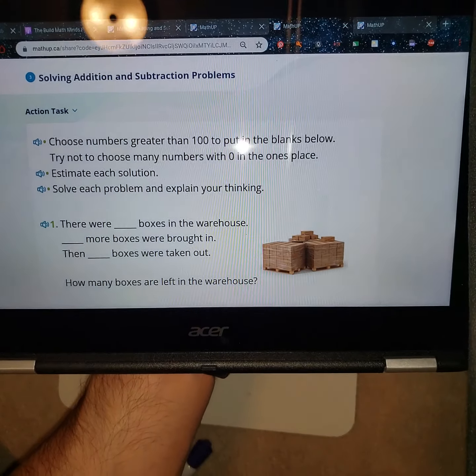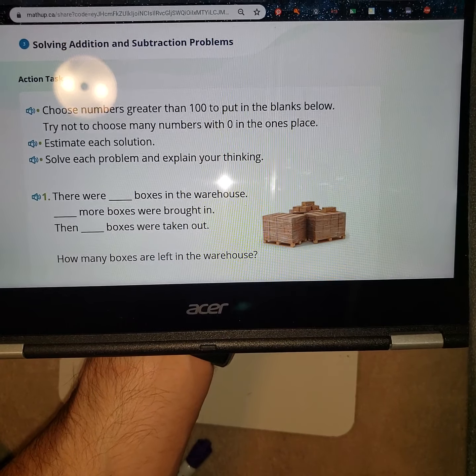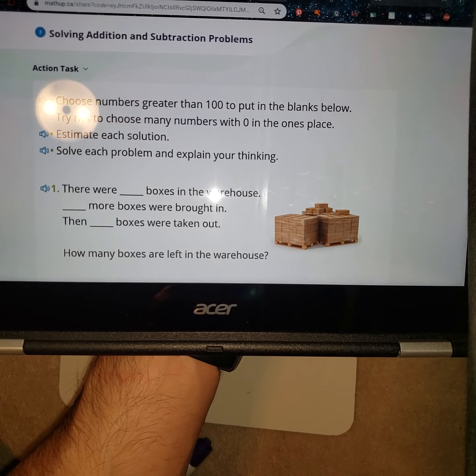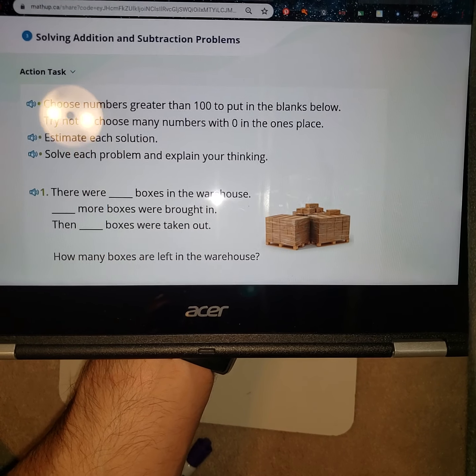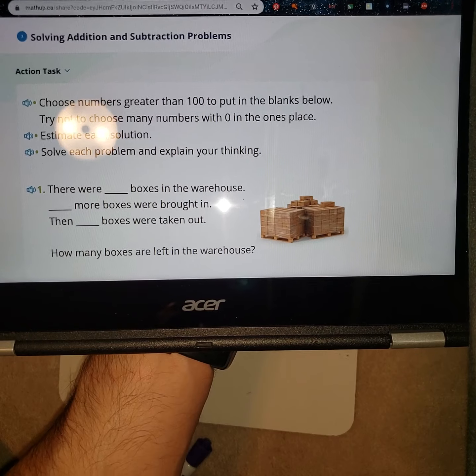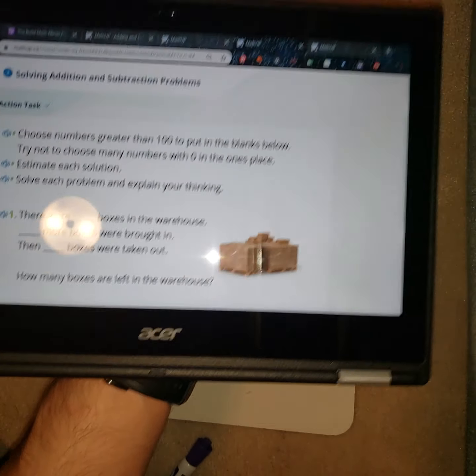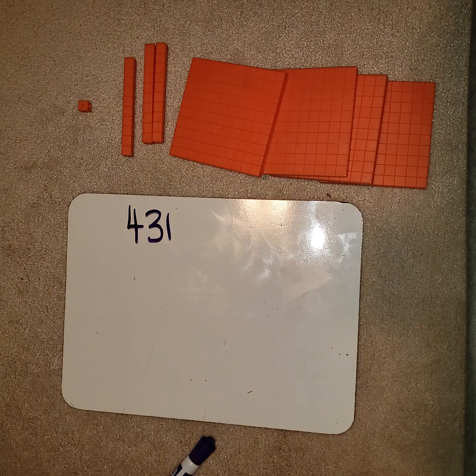So if you recall back from our problem that we saw today, once we found out that there were 431 boxes for the particular numbers that I was coming up with, we then had to take some boxes out. So we had to do the subtraction and figure out what the difference was going to be, which is the boxes left in the warehouse. So we've got our 431 boxes that are now in the warehouse, but we want to take some out as well. So I'm going to come up with some numbers here.